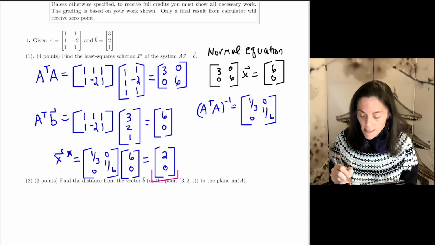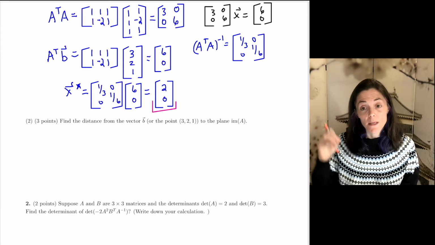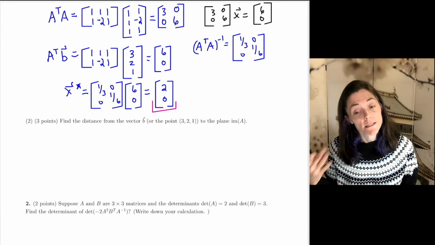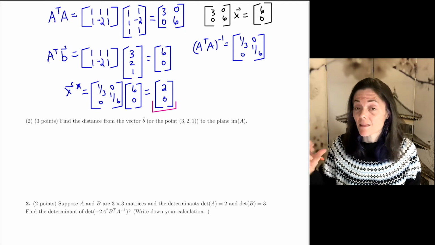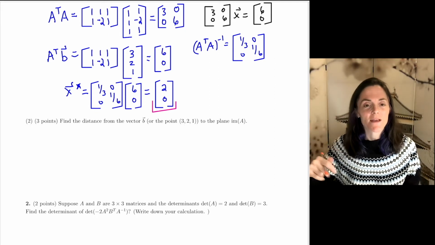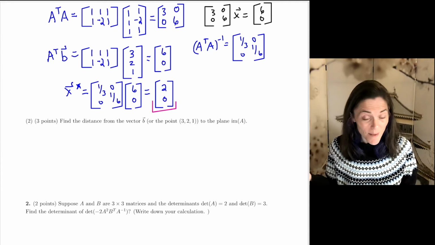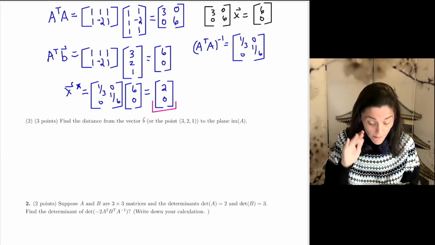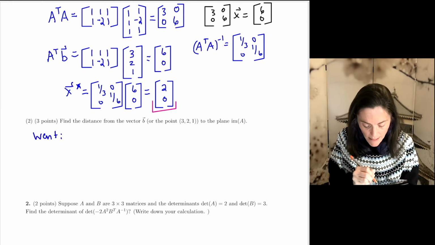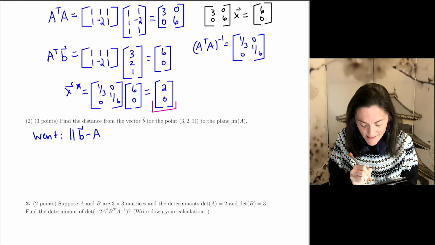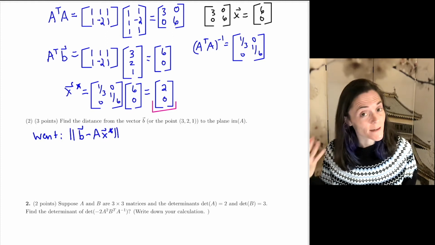Now let's move on to the second part of this question. In the second part, we want the distance from the vector B, or it says the point 3, 2, 1, to the plane, which is the image of A. Well, we know the shortest distance from B to the image of A is AX star. We know AX star is the projection. This is how least squares came about. And so this distance that they're talking about in number 2, we just want the length of B minus AX star. This is another way to say it. This is the least squares error.